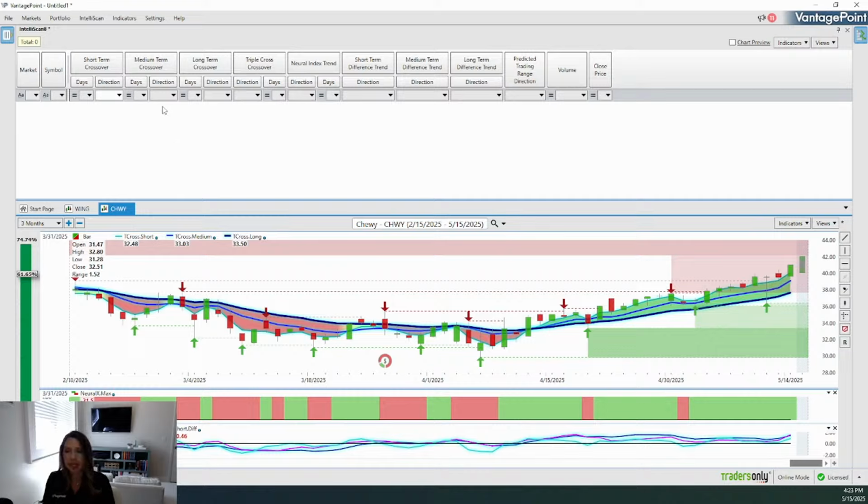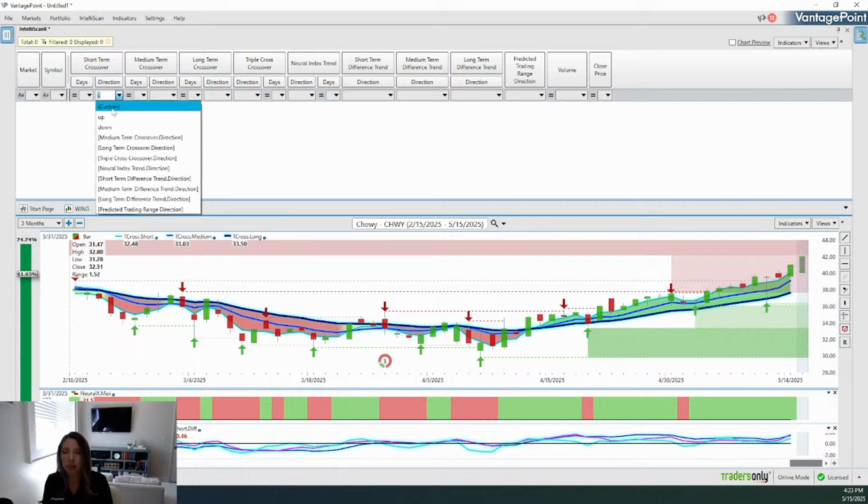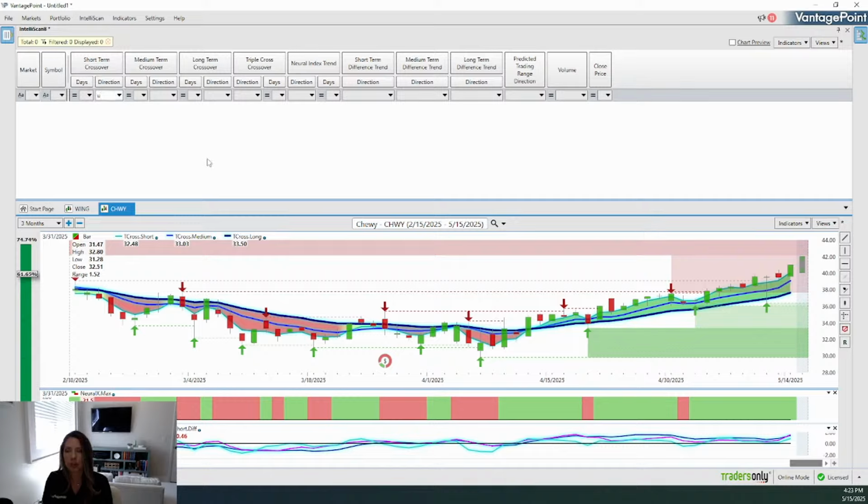So let's take a look at the short-term crossover. Of course, we would want the short-term crossover going up. So we'll just put a U for up. You could also use the drop down. We make it super simple here. So you could use the drop down or just put a U. Either one will work. That's going to identify up trends for that particular indicator.